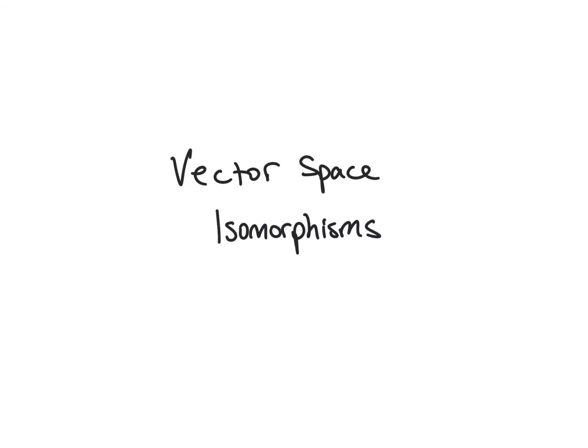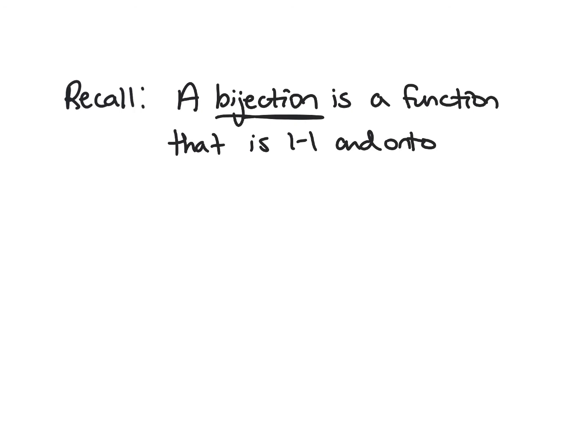Hello everyone. In this video we are going to talk about vector space isomorphisms. So I'm sure you're wondering what this big word isomorphism means, but first we need to recall a fact from before. Let's recall that a bijection is a function that is both one-to-one and onto. In this video, we're only going to consider functions between vector spaces.